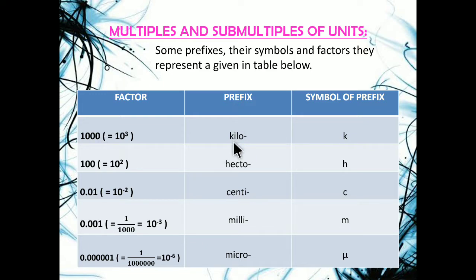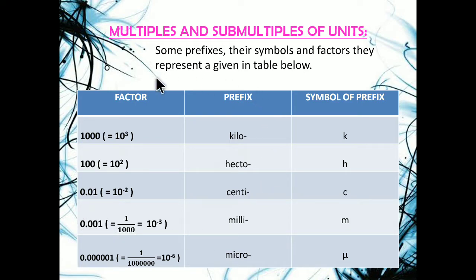Similarly, I have meter and I want to change it into smaller form. Then I will use these prefixes. Let us suppose I have milli. So if I add milli before meter, it becomes millimeter. And if it is millimeter, I know I have to use the factor 0.01, which is a reduced form of a factor.